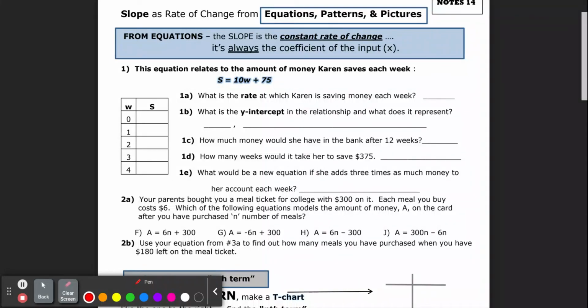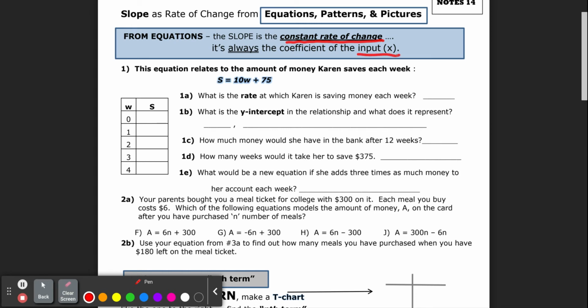Hi, today we're going to talk again about slope as the rate of change, but this time a little bit more on equations and then patterns and pictures. So from equations, the slope is the constant rate of change. It's always the coefficient of the input x.